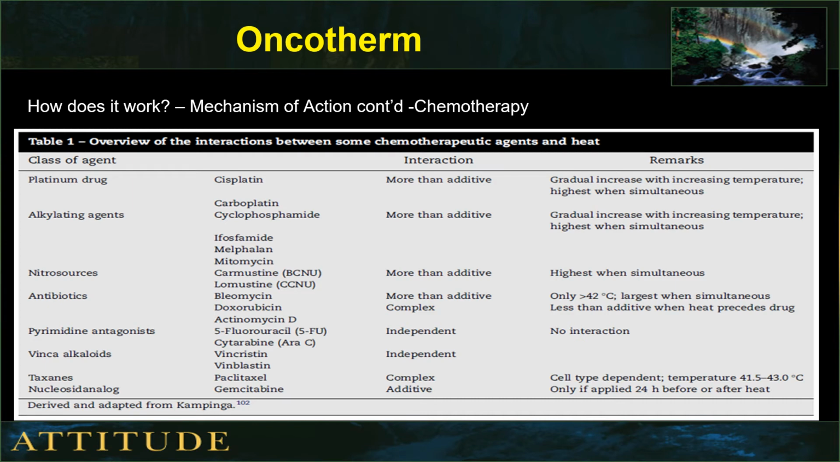Now, the interesting thing is if you take a look at your pyrimidine antagonists and your vinca alkaloids here: 5-FU, vincristine, vinblastine, it's independent. There are no interactions there. So a patient comes in, and typically a lot of them will have the bag of 5-FU, and they're kind of hesitant because their doctor is saying, look, you don't want to do these complementary therapies because they may negate it. Well, in essence, Oncotherm is not going to really do much for them.